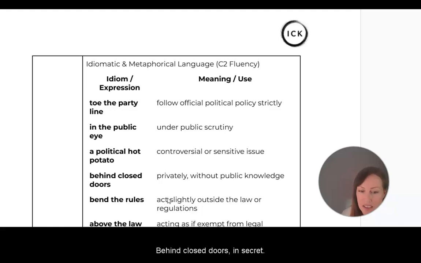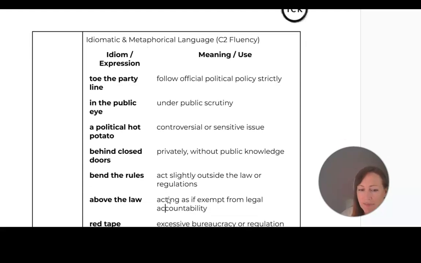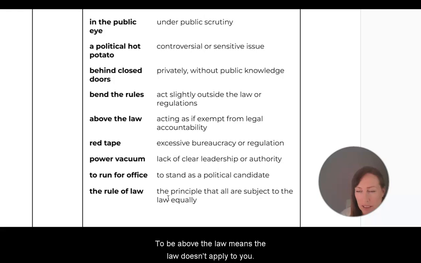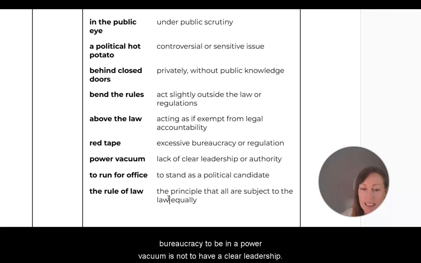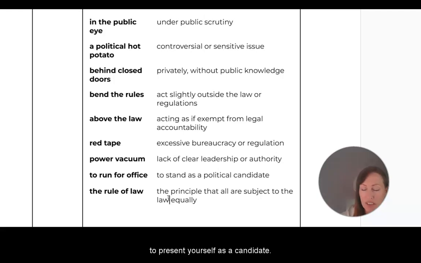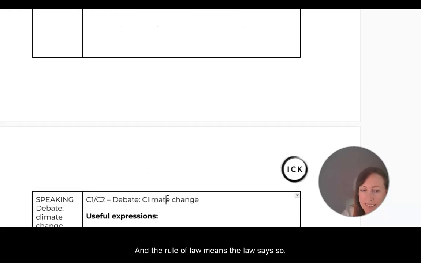Behind closed doors, in secret. To bend the rules means to not strictly adhere to the law. To be above the law means the law doesn't apply to you. You're, for example, too important, or you're a dictator. So we say you're not above the law. The law also applies to you. Red tape is a lot of paperwork, bureaucracy. To be in a power vacuum is not to have a clear leadership. To run for office means to put yourself forward, to present yourself as a candidate. And the rule of law means the law says.